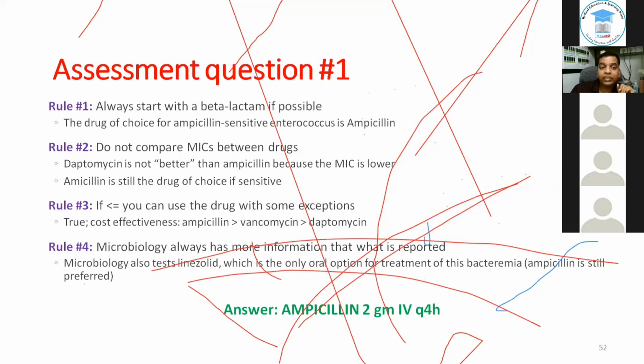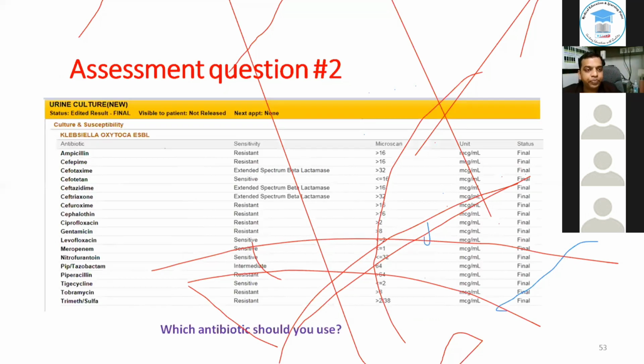Rule number 2: do not compare MIC. Other antibiotics are also sensitive, for example daptomycin, but daptomycin is not better than ampicillin just because the MIC is lower. So ampicillin is still the drug of choice if sensitive. Rule number 3: if the MIC is less than or equal to the breakpoint, you can use the drug, with some exceptions like cost effectiveness. Other drugs are costly, so ampicillin will be more cost effective. Fourth rule: microbiology always has more information. Microbiology can also test linezolid sensitivity, which is the only oral option available against the IV options which are sensitive. But still, ampicillin will be preferred. So the drug of choice for this particular case will be ampicillin.